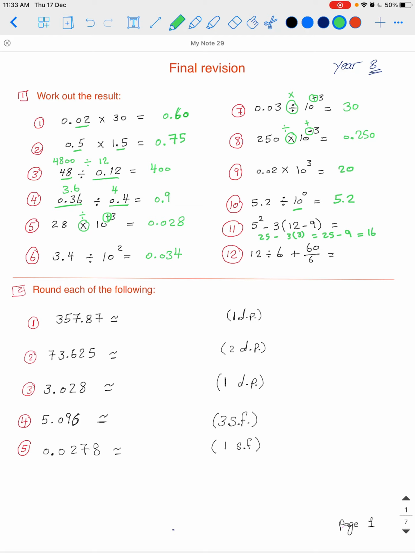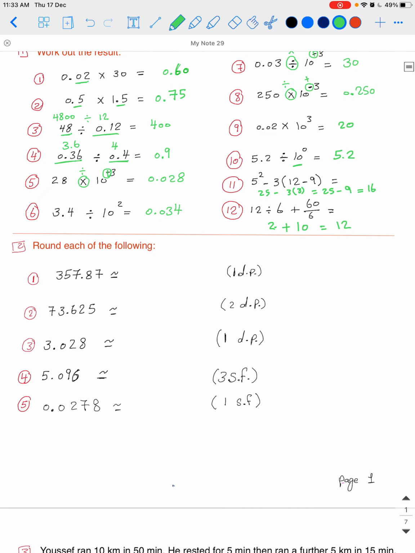Next one also. Let's start with division because you have only division and addition. 12 divided by 6, that's 2. Plus 60 divided by 6, that's 10. 2 plus 10 equal 12.